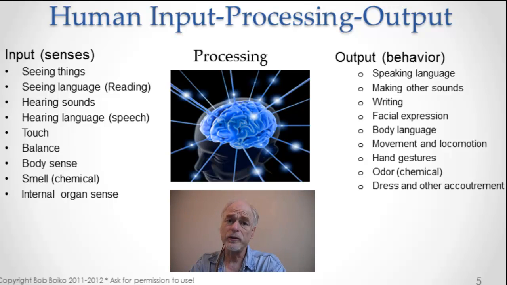I'm not really going to go into detail about processing. We could talk forever about the kind of processing that your brain does, but for us right now, let's just imagine that your brain does a whole lot of processing. So what comes out? Well, if we can hear language, we can also speak language. We can make other sounds. We can make grunts and moans and groans, and those things have an efficacy. They have an impact on our environment.